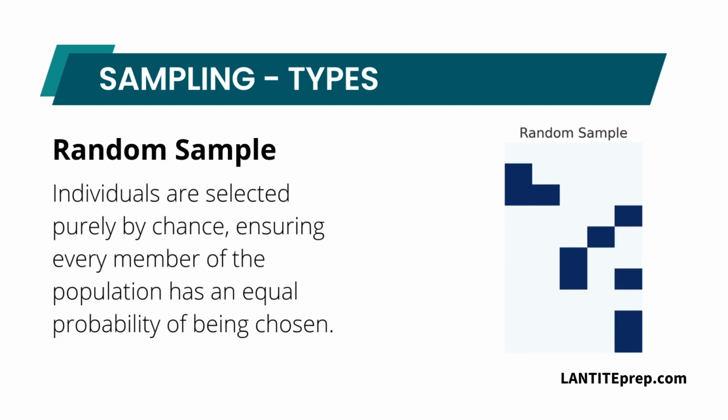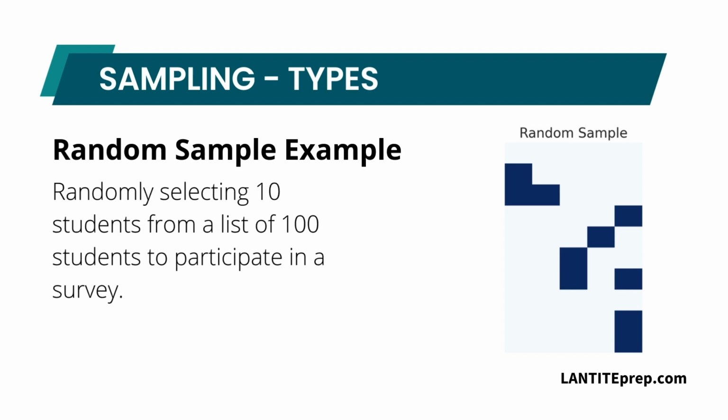In a random sample, individuals are selected purely by chance, ensuring every member of the population has an equal probability of being chosen. An example of this could be randomly selecting 10 students from a list of 100 students to participate in a survey. Moving on.